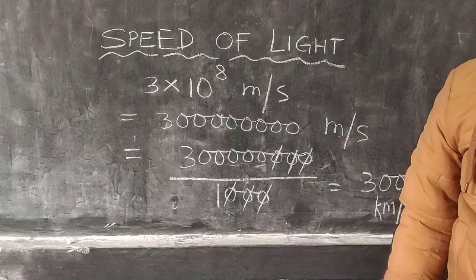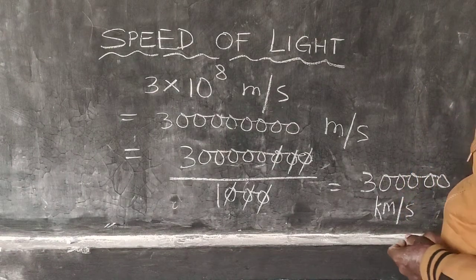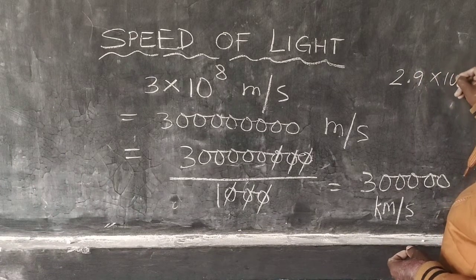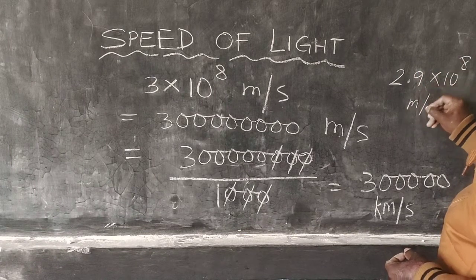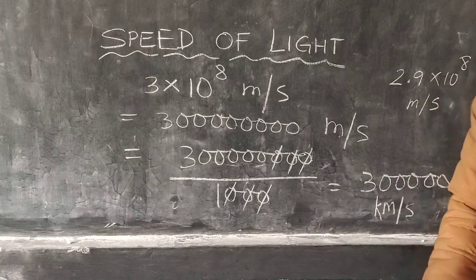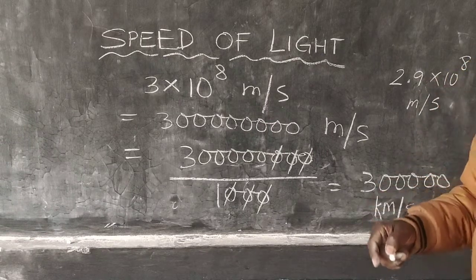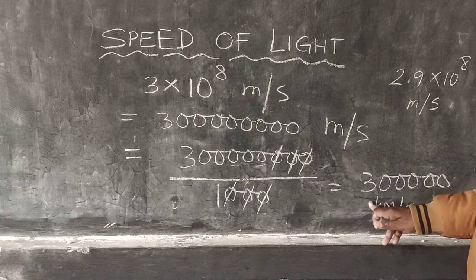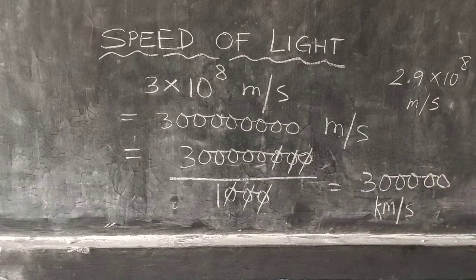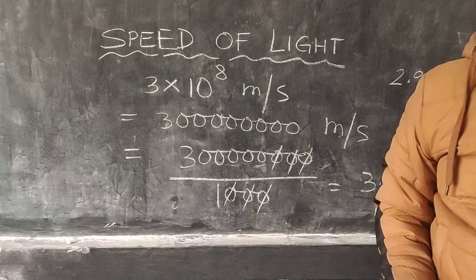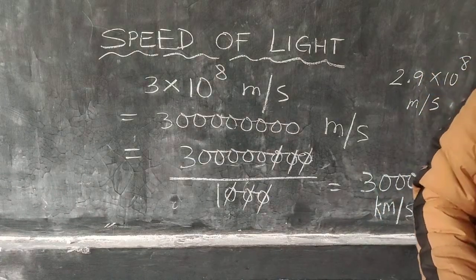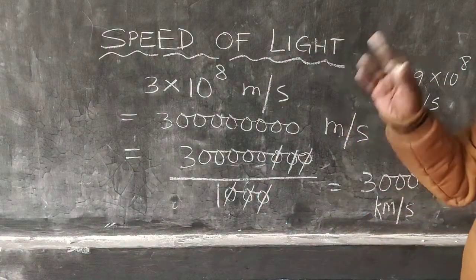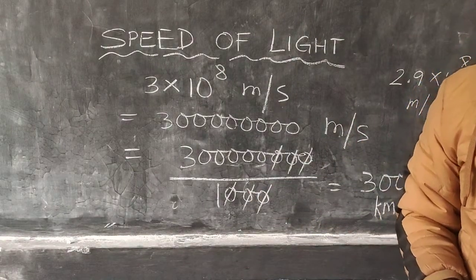Alright. And in air it is slightly less. In air it is 2.9 into 10 to the power of 8 meters per second. Slightly less, a 0.1 difference is there. So in vacuum, the speed of light is 3 lakh kilometers per second. That means when you blink, how much time does it take for your eyes to blink? 1 second, right? When you blink, light would have traveled 3 lakh kilometers. So this is the speed of light.